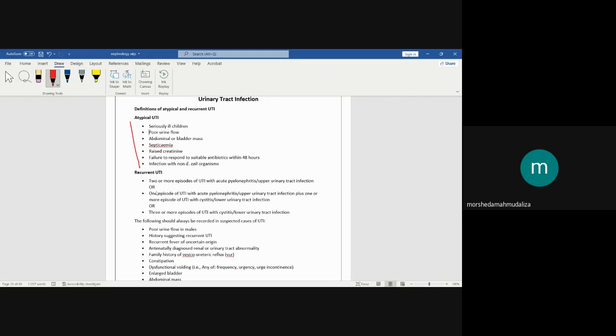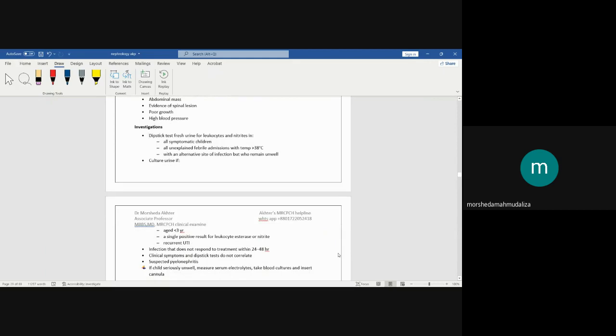Otherwise, you can't answer. Also, there is recurrent UTI, which has a specific diagnostic criteria. That means upper urinary tract infection is two or more, or lower urinary tract infection is three or more. Or if there is one upper urinary tract infection with one lower urinary tract infection. In those cases, we can say yes, it is recurrent UTI, and they have specific characteristics in how we do the imaging.